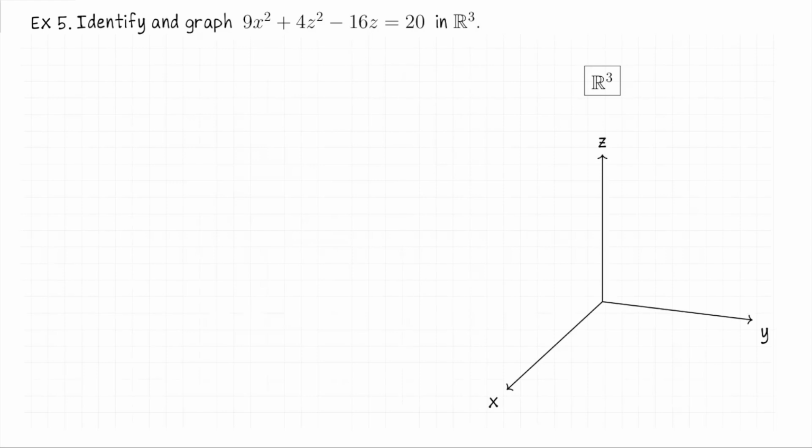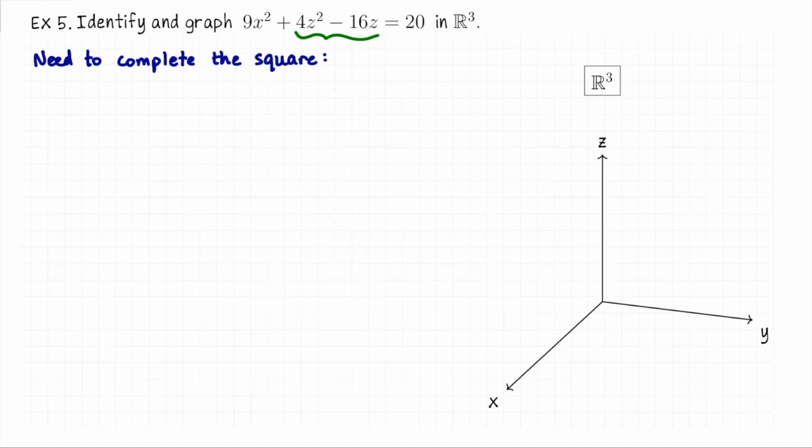Okay, let's finish this lesson by identifying and graphing the set of points in R3 that make the equation 9x squared plus 4z squared minus 16z equals 20 true. When we look at this equation, we see 9x squared but no other terms with x. We don't have any terms with y. And then we have 4z squared minus 16z for the z-coordinate. So since we have a quadratic term for z and a degree 1 term for z, we want to complete the square.